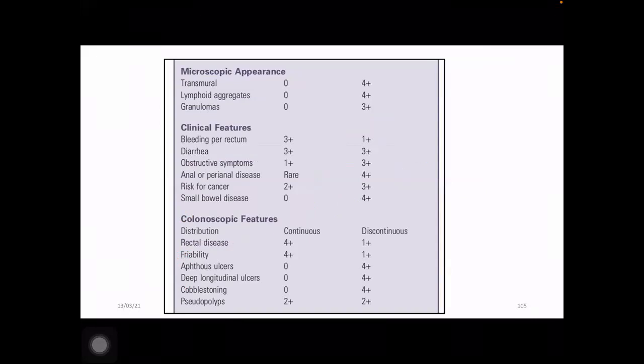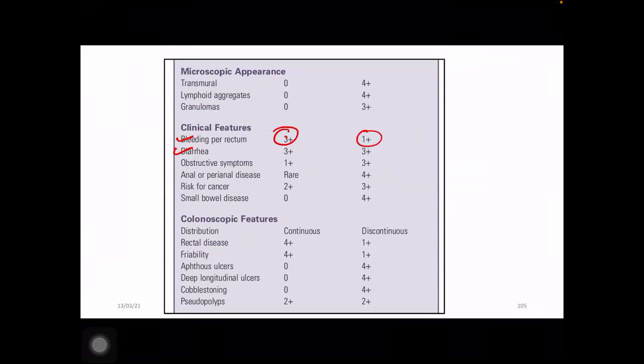Bleeding per rectum, diarrhea: because ulcerative colitis involves the rectum first, and the rectum is less commonly involved in Crohn's colitis, bleeding per rectum is more common in ulcerative colitis when compared to Crohn's colitis. Diarrhea is almost equally common. Obstructive symptoms are more common in Crohn's.